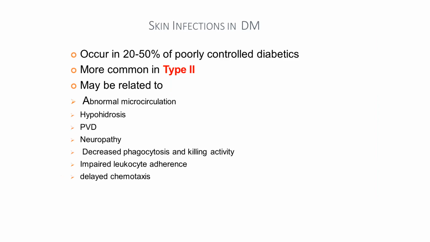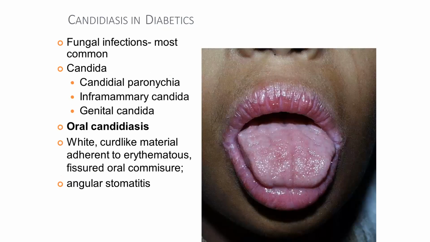Then the skin infections occur in 20 to 50% of poorly controlled diabetes and are more common in type 2. May be related to abnormal microcirculation, hypohidrosis, peripheral vascular disease, neuropathy, decreased phagocytosis and killing activity, impaired leukocyte adherence, and delayed chemotaxis. Candidiasis, fungal infections, most common type of infection in diabetes.